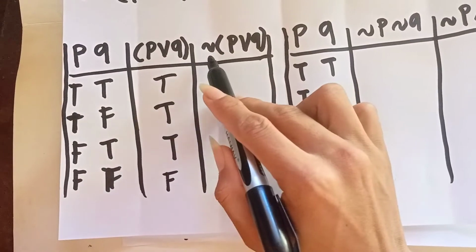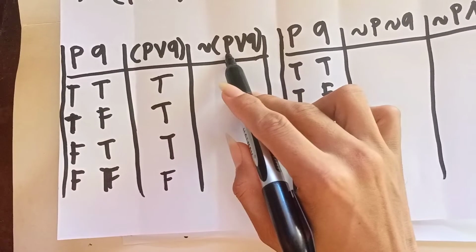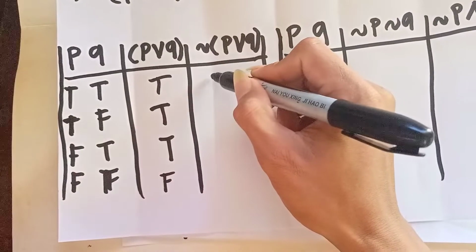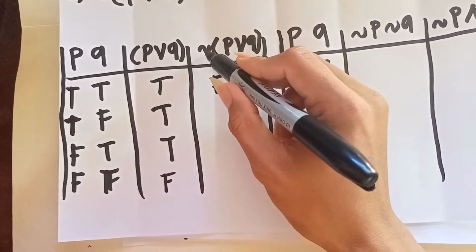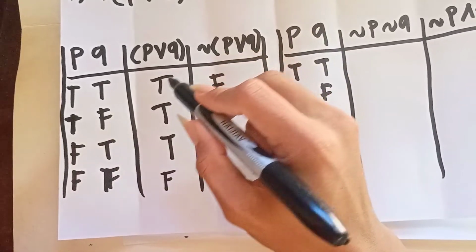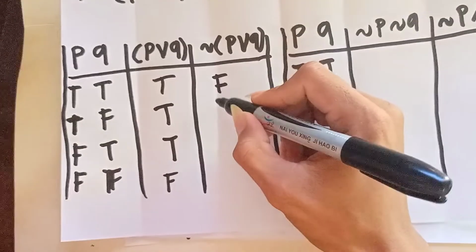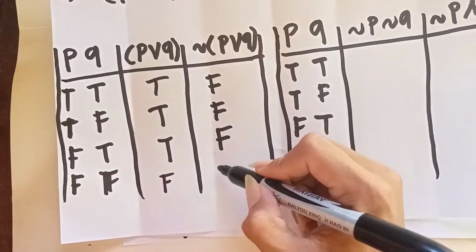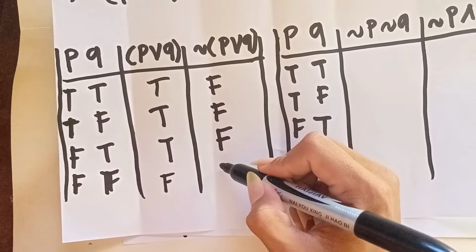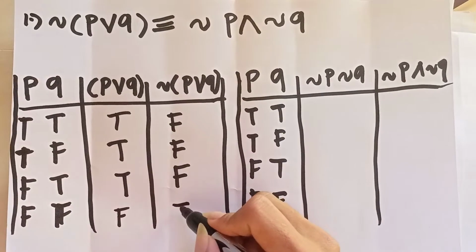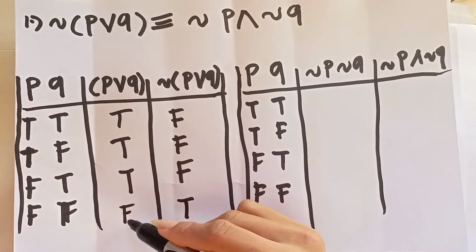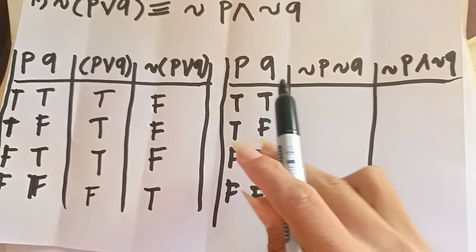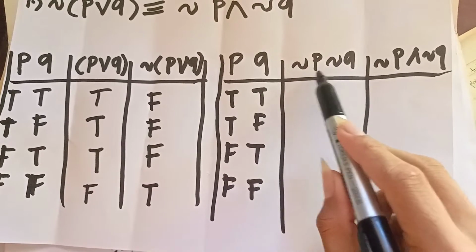Then here is the negation of P or Q. So, it's just the opposite of this. It means this is false, because it means not P or Q. It means it is not true, so false is the opposite. Then, here is false, then false also. Then, this is true, because it is the opposite.